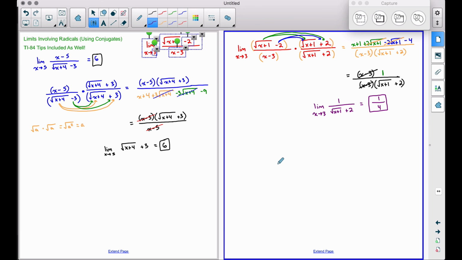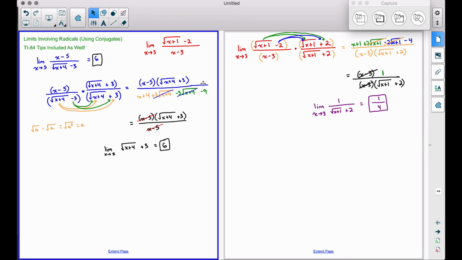And there you have it, 2 examples of dealing with limits that have radicals where we may have to implement the conjugate as we did in both of these examples. One where we rationalize the denominator and another where we rationalize the numerator.